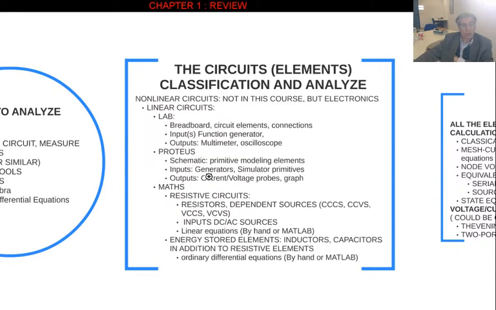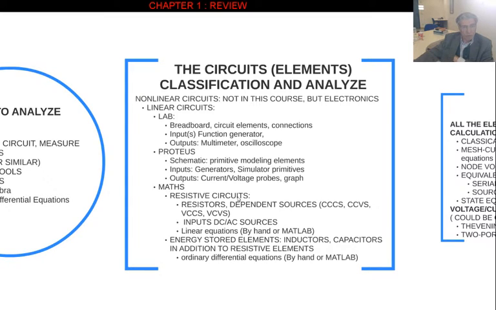And we also use the third tool, which is mathematics. So we are going to divide this mathematics in two by grouping the linear circuits: resistive circuits, and resistive circuits including energy elements.